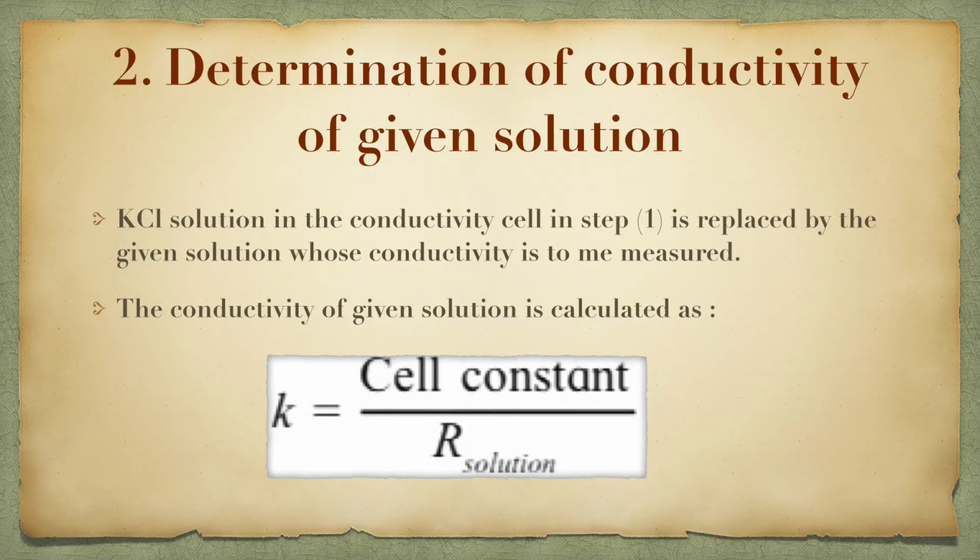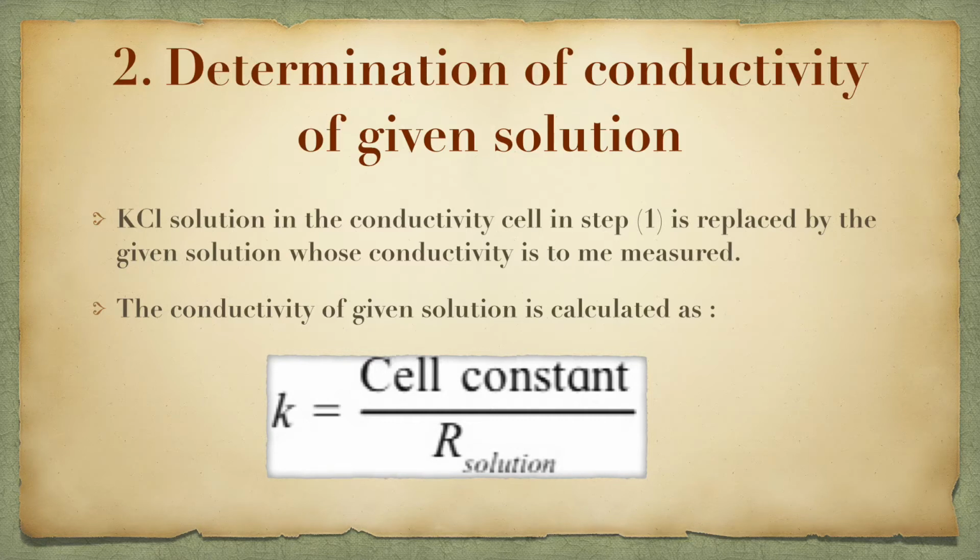Okay, so from the first step, similar way I'll do everything. Instead of that solution, I am going to replace it with the solution of which I want to find out the conductivity. So the KCl solution in the conductivity cell in step 1 is replaced by the given solution whose conductivity is to be measured. So the conductivity of a given solution is calculated as kappa is equal to cell constant upon R solution. Cell constant we got from the first step where we have used KCl solution.